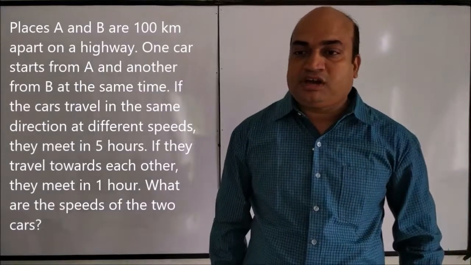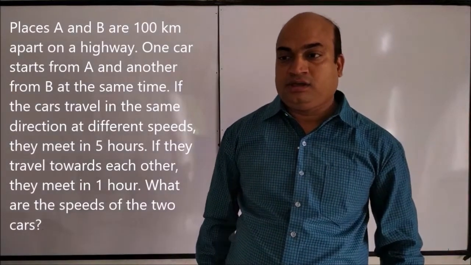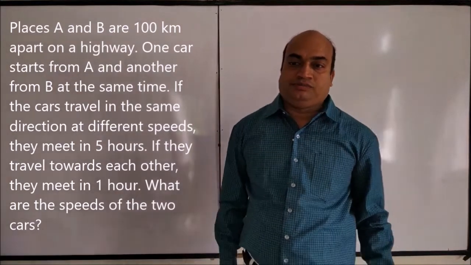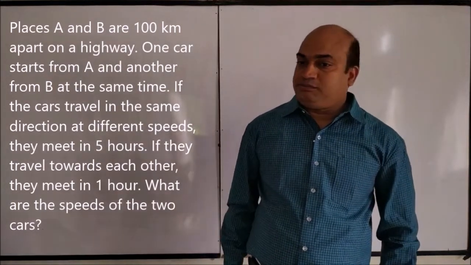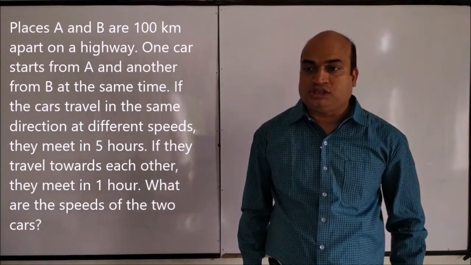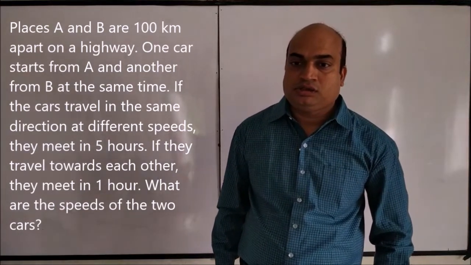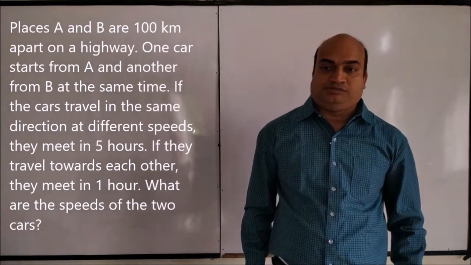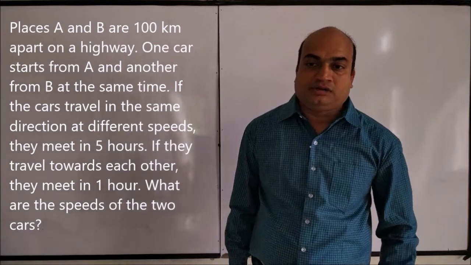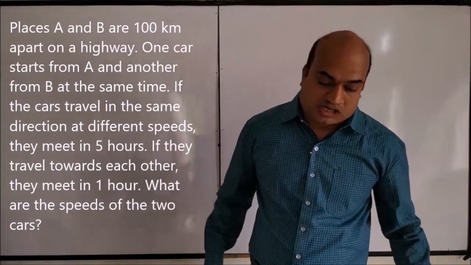Places A and B are 100 km apart on a highway. One car starts from A and another car from B at the same time. If the cars travel in the same direction at different speeds, they meet in 5 hours. If they travel towards each other, they meet in 1 hour. What are the speeds of the two cars?